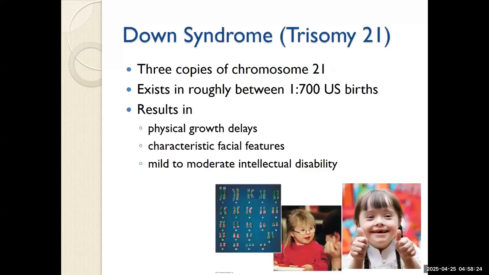Trisomy 21 gets its name because it is 3 chromosomes of the 21st chromosome. The layperson name for this disorder is Down syndrome. It exists in roughly 1 in every 700 births. Individuals with this inheritance will have physical growth delays, characteristic facial features, and mild to moderate intellectual disability. The average IQ of an adult with Down syndrome is the mental capacity of your typical 8 or 9-year-old child.